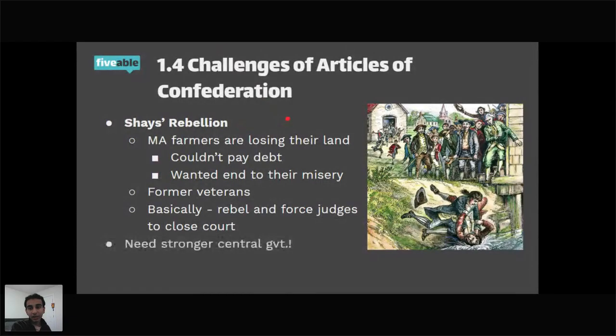So that demonstrated that the federal government needed to be strong enough to put down such rebellions, and it showed how weak the central government was because they couldn't do that for Shays' Rebellion.